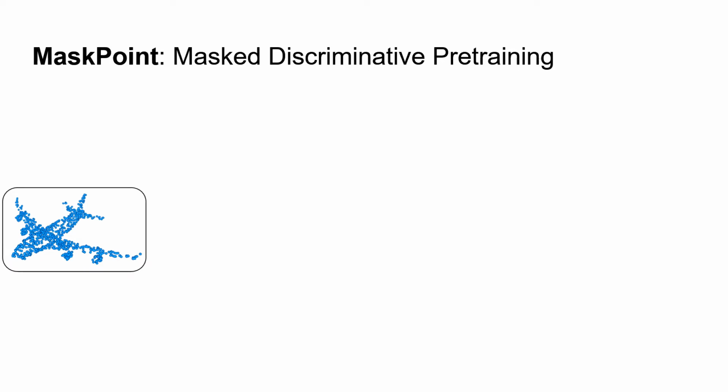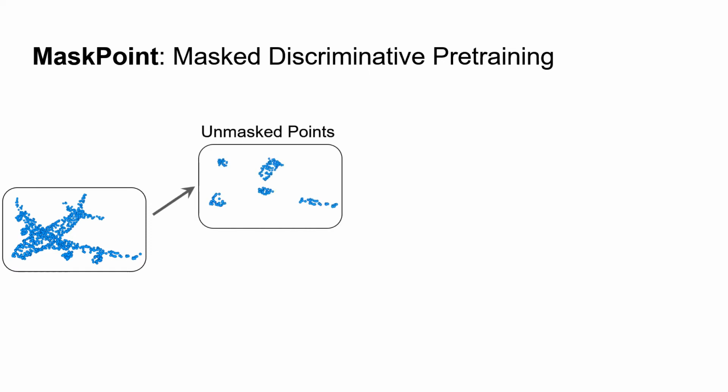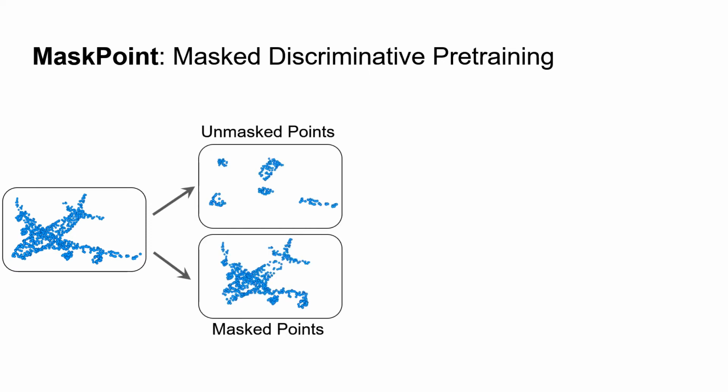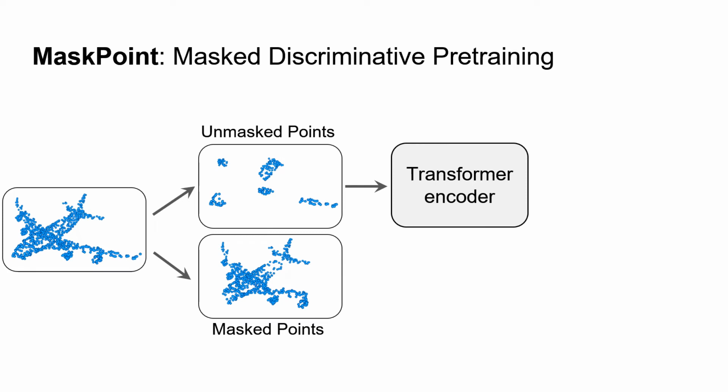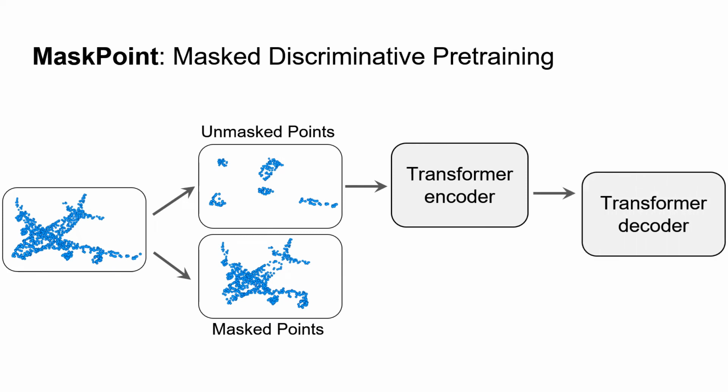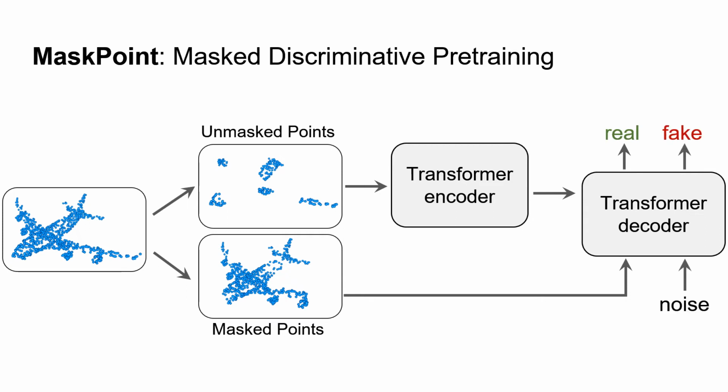First, we partition the point clouds into two groups, masked and unmasked. We feed the unmasked point groups to the transformer encoder. Then, we generate two sets of queries, real ones from the masked point clouds and fake ones that are randomly sampled from the 3D space. We train the transformer decoder so that it can classify the input queries as real or fake. This objective creates a pretext task that is difficult and meaningful enough for the model to learn rich semantic point cloud representations.